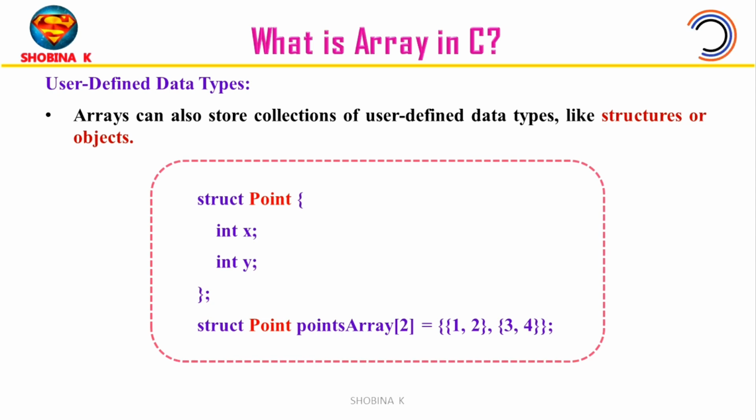Struct point pointsArray[2] is an array declaration and initialization. Here we declare an array named pointsArray of type struct point with a size of 2. And we initialize the array with two instances of the point structure, each containing values for x and y. Each inner set of curly braces represents a separate structure.